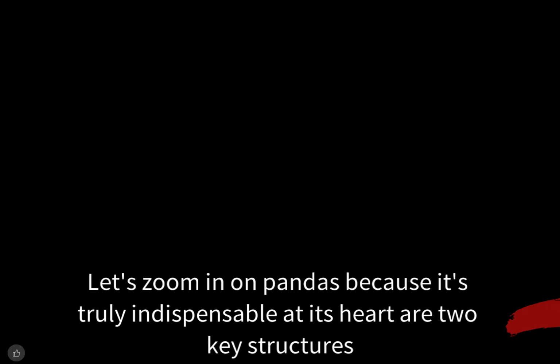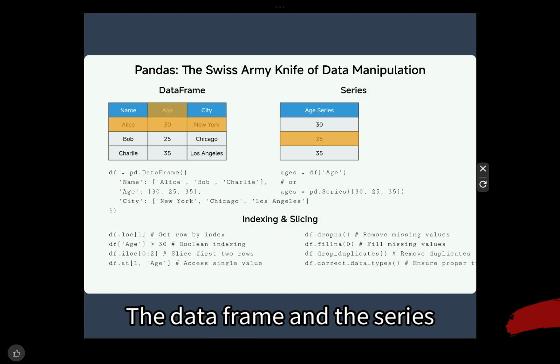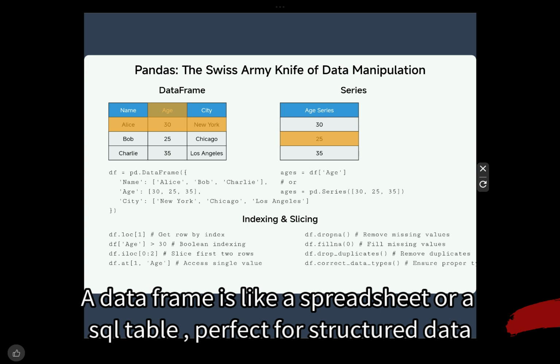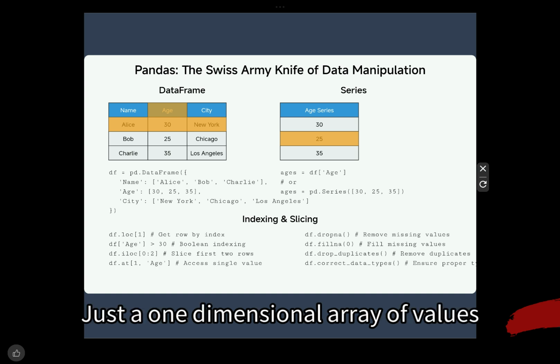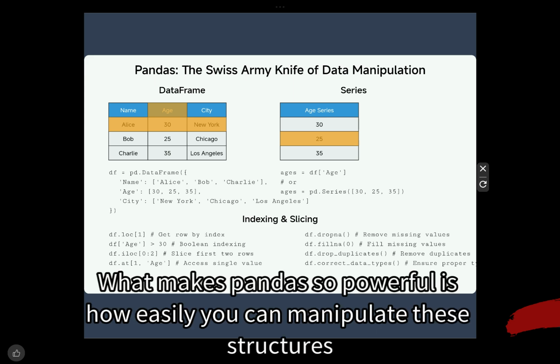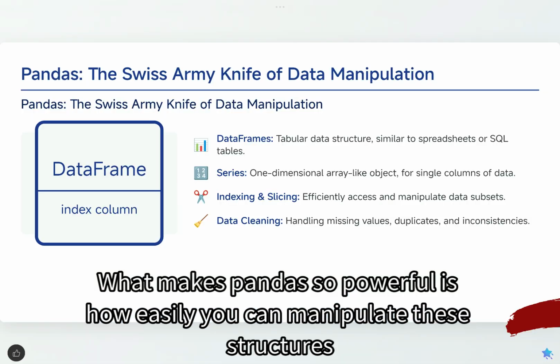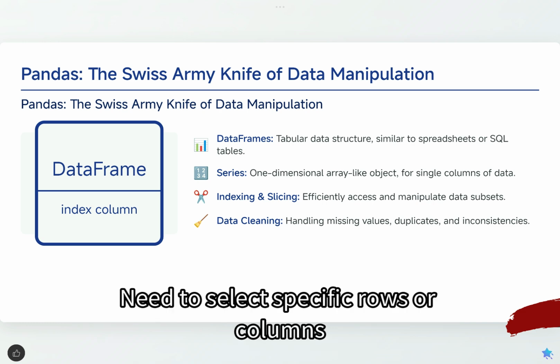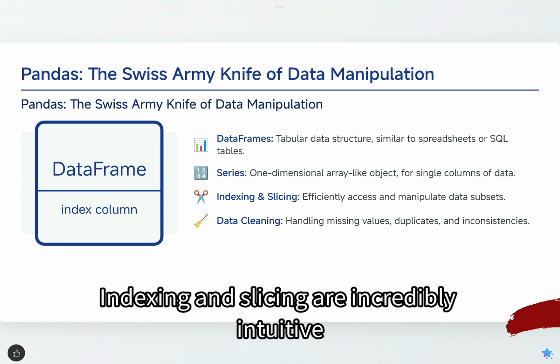Let's zoom in on Pandas because it's truly indispensable. At its heart are two key structures, the data frame and the series. A data frame is like a spreadsheet or a SQL table, perfect for structured data. A series is simpler, just a one-dimensional array of values, often representing a single column. What makes Pandas so powerful is how easily you can manipulate these structures. Need to select specific rows or columns? Indexing and slicing are incredibly intuitive.